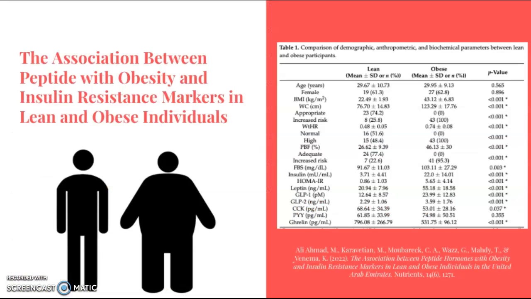For my research articles, the first one I did was called The Association Between Peptide with Obesity and Insulin Resistance Markers in Lean and Obese Individuals. Basically, they measured and tried to see if there was a correlation between certain hormones or factors of the body in people that are lean versus obese. They used an even number of lean and obese individuals of the same gender and same age, and studied these factors using an independent samples t-test. They found that the hormones were prevalent at statistically significant levels. Certain things were higher in obese people, certain things were higher in lean people, and this is helpful because they can help combat obesity by targeting these specific markers.